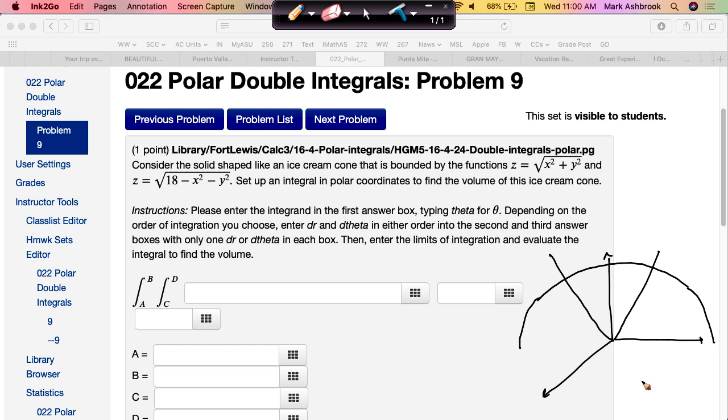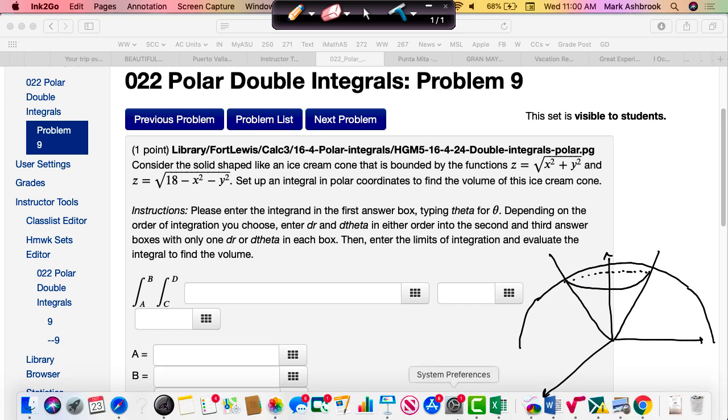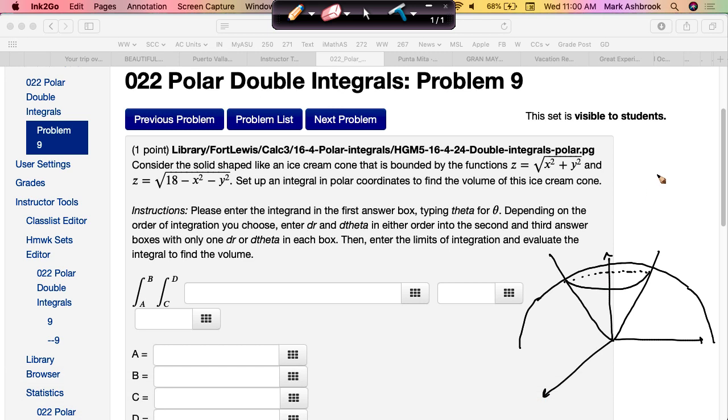So they're saying it's going to be bounded by the functions z equals square root of x squared plus y squared. So is that above or below? Above the first one and below the second gives what they're calling an ice cream cone. So they'll intersect like this. Something like that. I like more ice cream in my ice cream cones, but take what we can get, right? All right, and in the instructions, they're being very polite here. They're saying, please enter the integrand in the first answer box, typing theta for theta, okay?